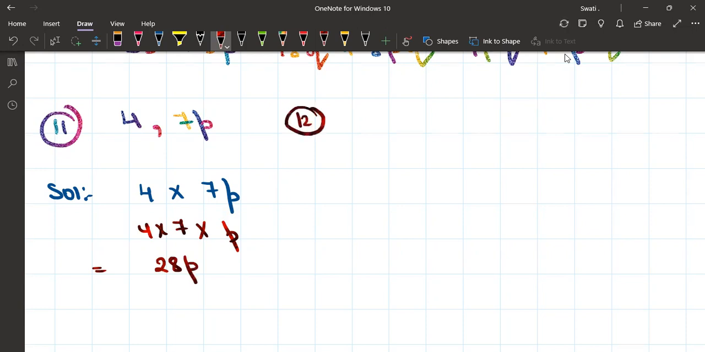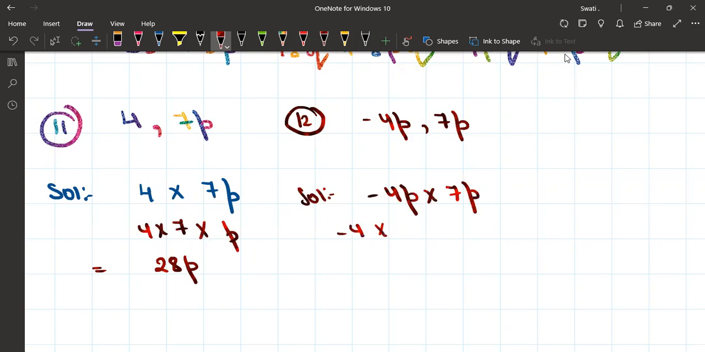Let's go to the 12th question. In the 12th one, we need to multiply minus 4p and 7p. Let us understand this. This will become minus 4p times 7p, right? Here I'm going to write minus 4 times 7 together, and this p times this p together. Minus 4 times 7 is minus 28. Here again, there is a rule that a negative number times a positive number is always a negative number. That is why it is minus 28.